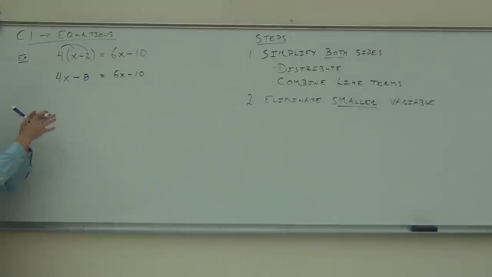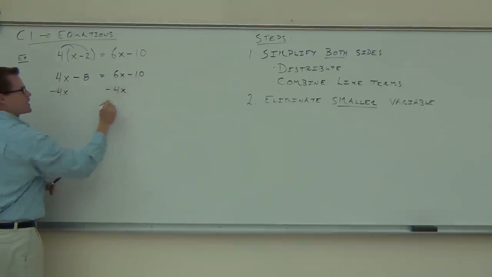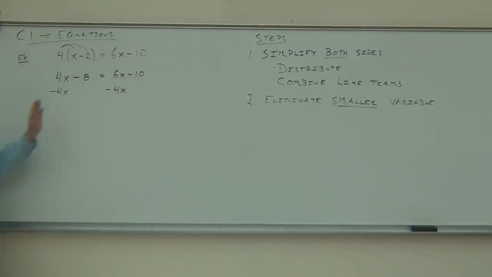To eliminate the smaller variable, you're always either adding or subtracting. The only time you ever really divide is at the end, unless we have some fractions in there. But with our basic equations, that's the only time it happens. So we'll subtract 4x, and notice what happened. As soon as we have this on this side of an equation, maybe you've seen a teacher do this to show the size of an equation. Now these are like terms. Now you can combine them.